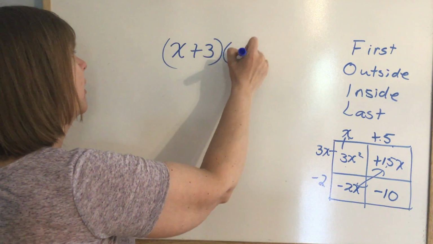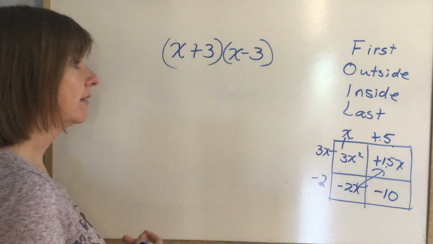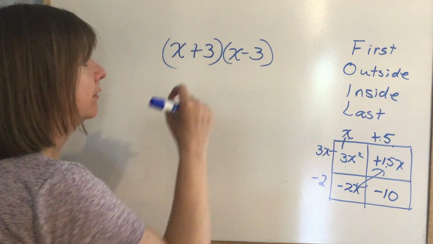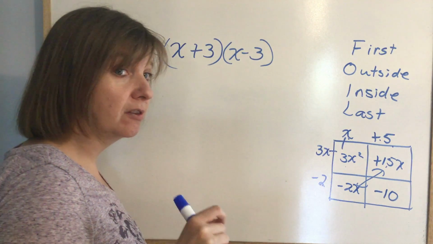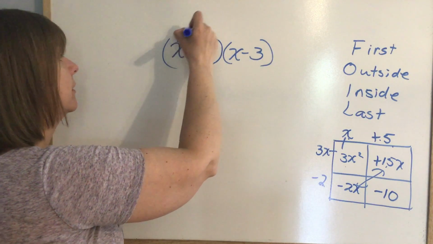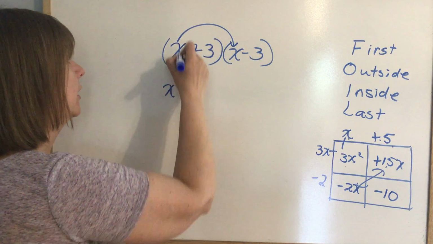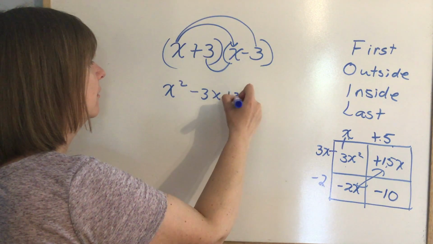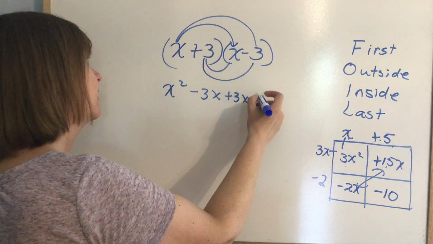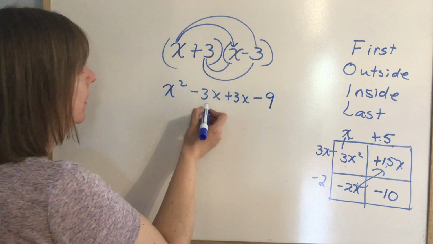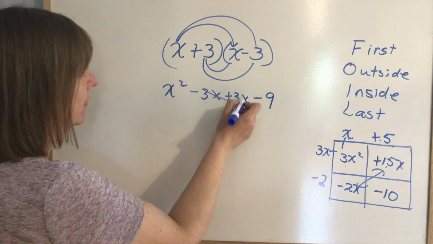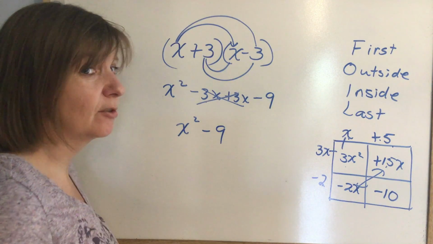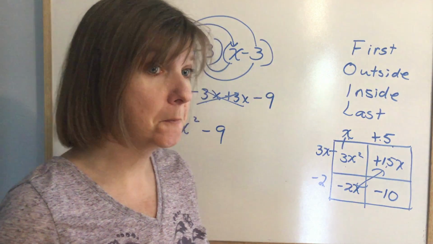If you have two brackets that are exactly the same except one has a positive and one has a negative, that is what's called a difference of squares. And what always happens when you do FOIL: x squared, outsides minus 3x, insides plus 3x, and lasts minus 9. Negative 3x plus 3x is actually nothing. And so I end up with x squared minus 9. So I actually end up with a binomial.